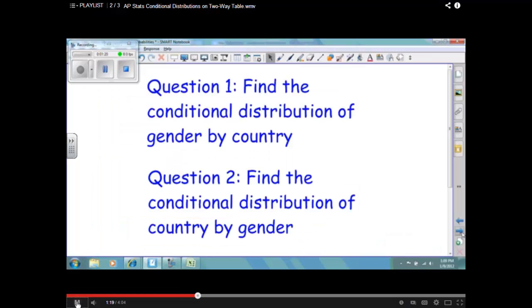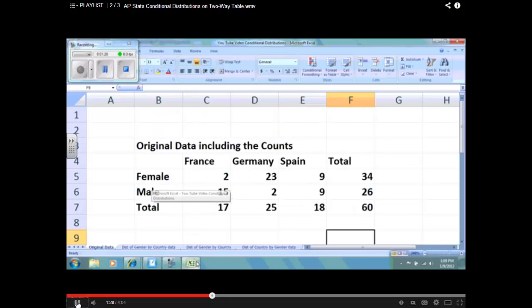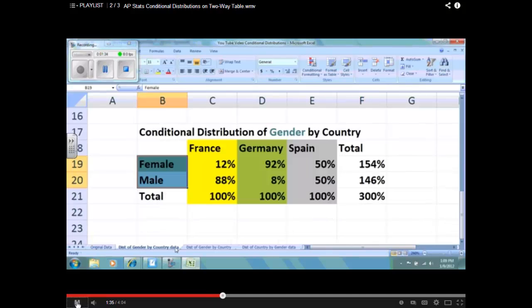And question 2 could be, find the conditional distribution of country by gender. These two would give you drastically different results in this case. Let's take a look at the first question. Find the distribution of gender by country.